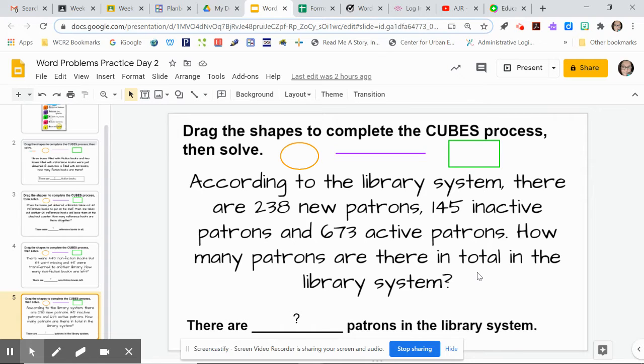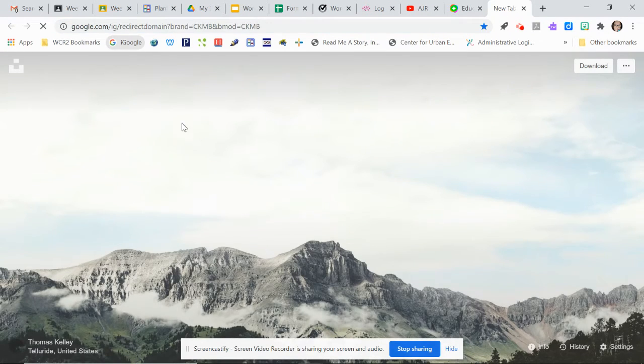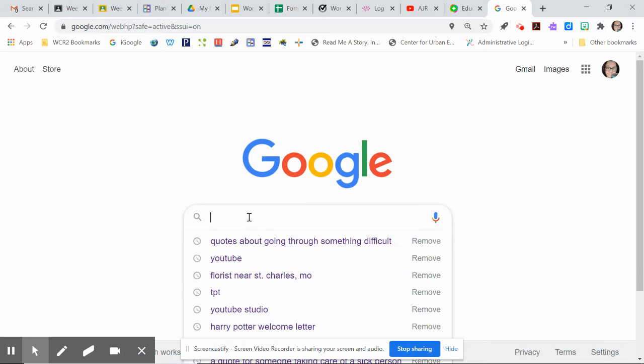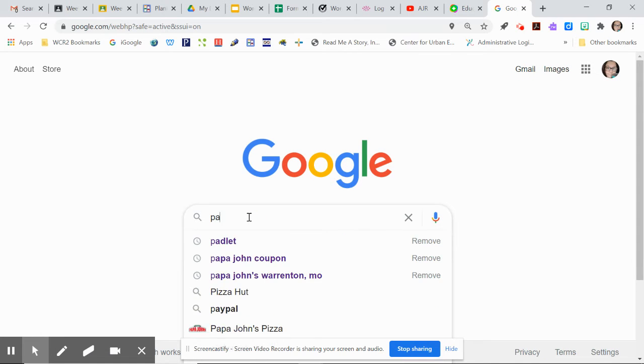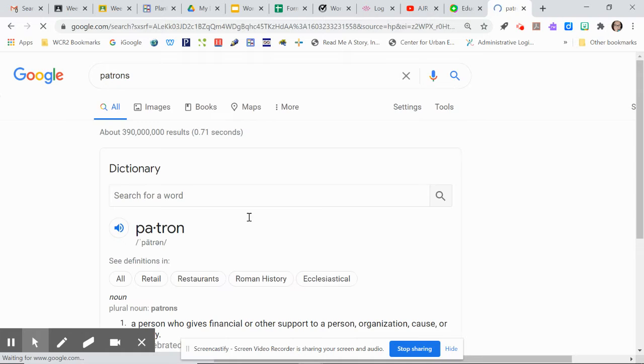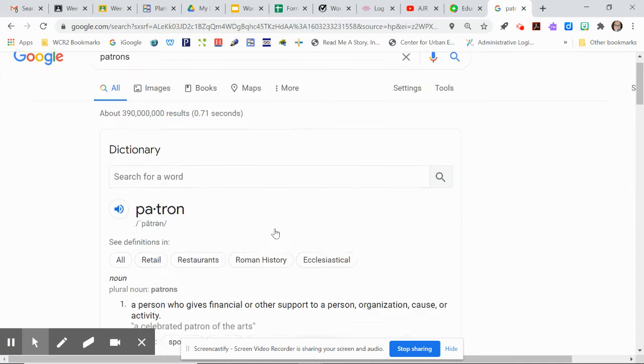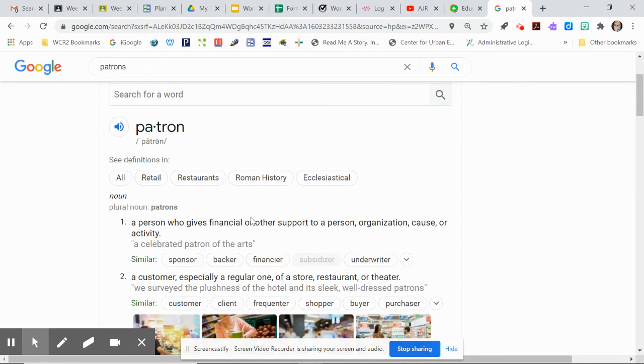If you said patrons, I had no idea how to say that. What do you think is a strategy to figure that word out? Well, guess what? You guys have something called computers, and you also have this beautiful thing called Google. And when you don't know what a word means, you can just simply type it in, and then it tells you what the word means. So a patron is a person who gives financial or other support to a person, organization, cause, or activity. It's also a customer. It says it right here, a customer.